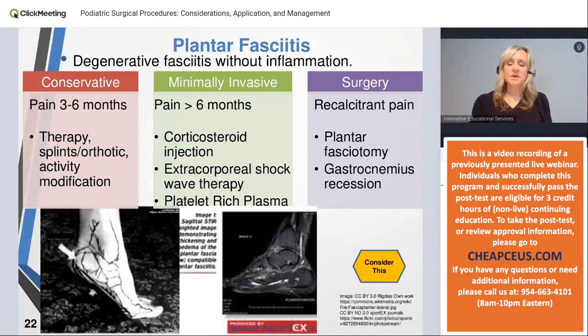The next condition we are going to discuss is the procedures that are utilized to manage plantar fasciitis. This condition, with an itis in the name, was previously considered to be an inflammatory condition, which we know it no longer is. Its name more appropriately would be plantar fasciopathy or something of that nature.